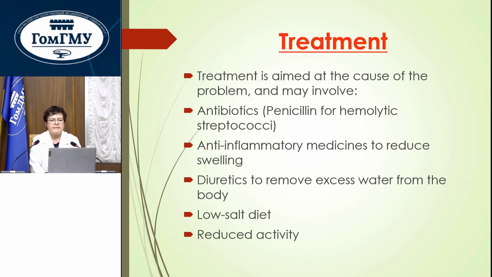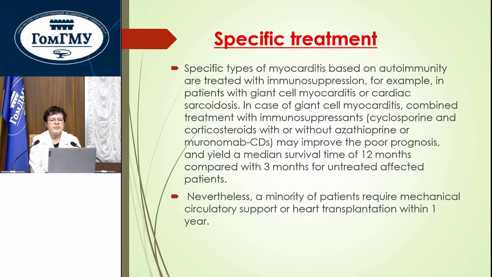Treatment is aimed at the cause of the problem and may involve antibiotics, anti-inflammatory medicines to reduce swelling, diuretics to remove excess water from the body, a low salt diet, and reduced activity. Specific treatments: specific types of myocarditis are based on autoimmunity and treated with immunosuppression, for example, in patients with giant cell myocarditis or cardiac sarcoidosis.